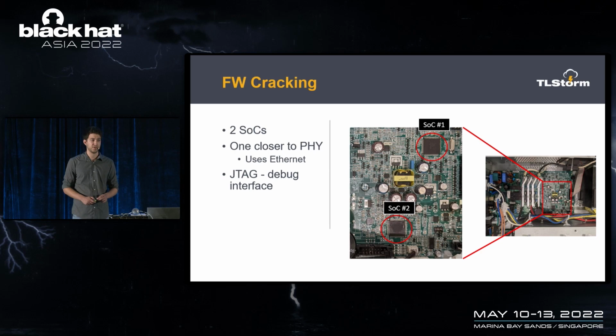There we found two SoCs, or CPUs. One of them is closer to the PHY, which is the chip that is responsible for parsing and sending of Ethernet frames. We figured because this SoC is closer to the PHY, it is the one that is responsible for the network operations, which is where we expect to find the NanoSSL code.